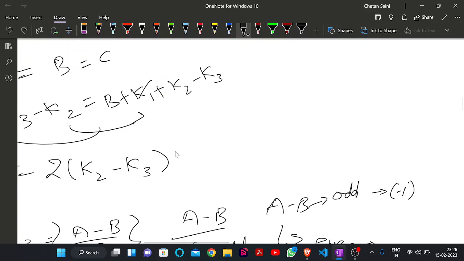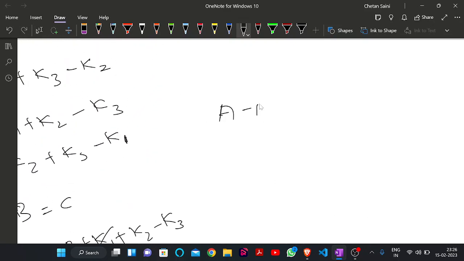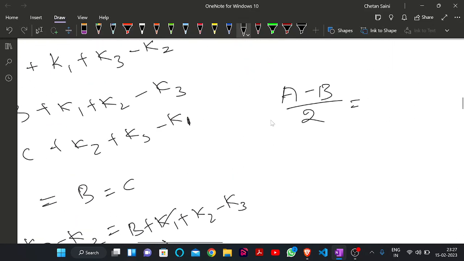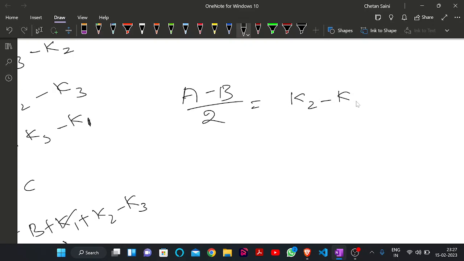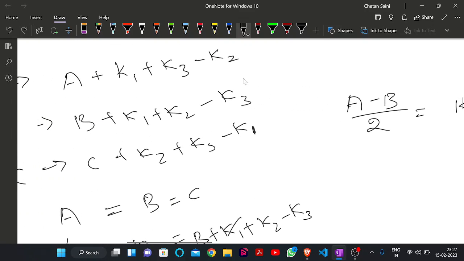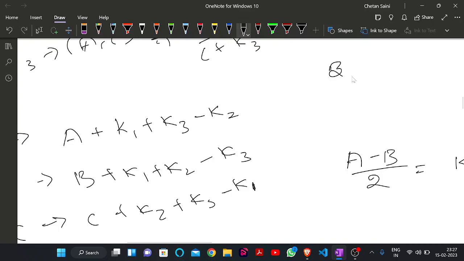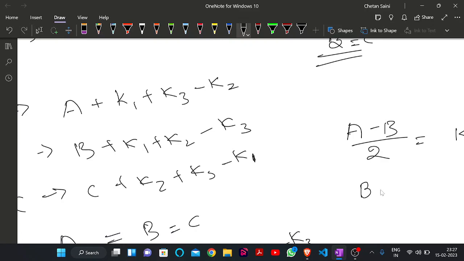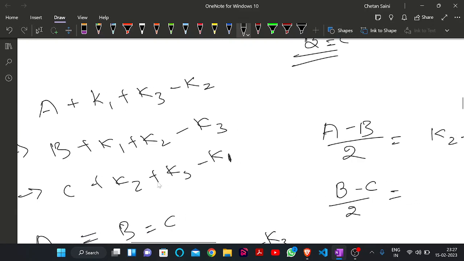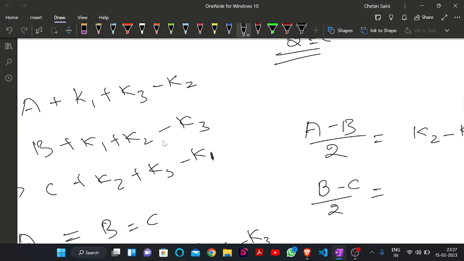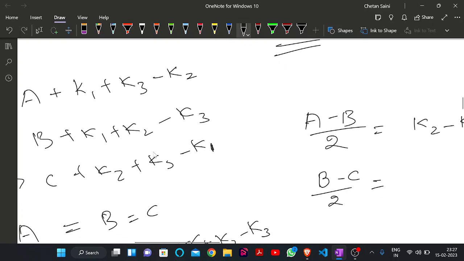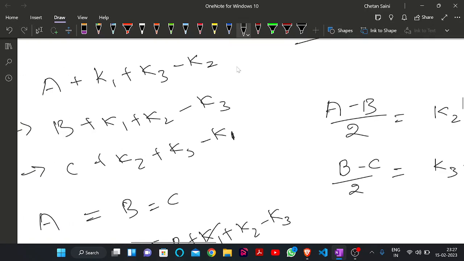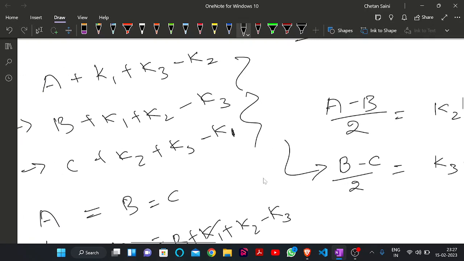And similarly, what we get is that (A minus B) by 2 is equal to K2 minus K3. And if we simplify these like B and C, then what will we get? I'm directly writing that (B minus C) by 2 will be equal to, K2 cancels out, that will be 2 into K3 minus K1. If you solve these two, you will get this one.